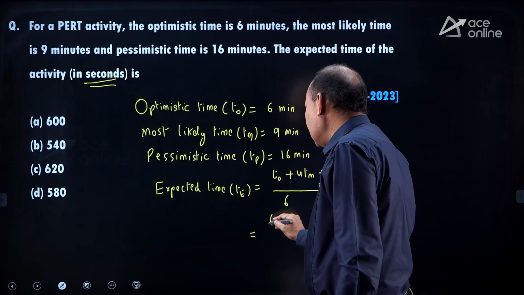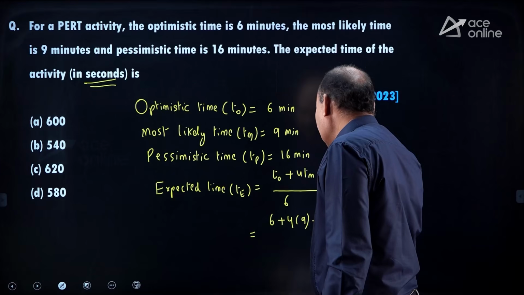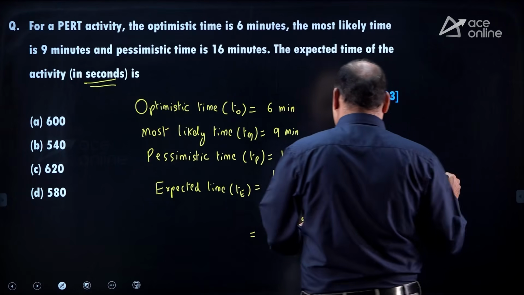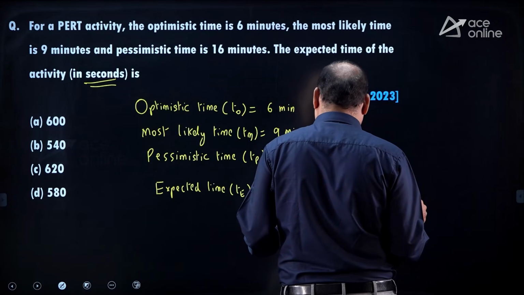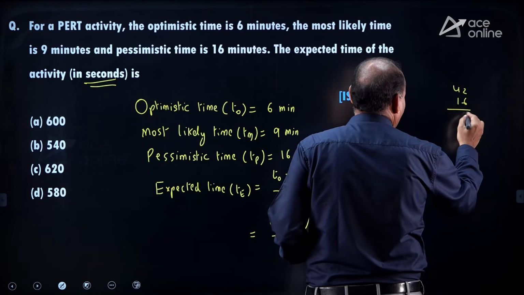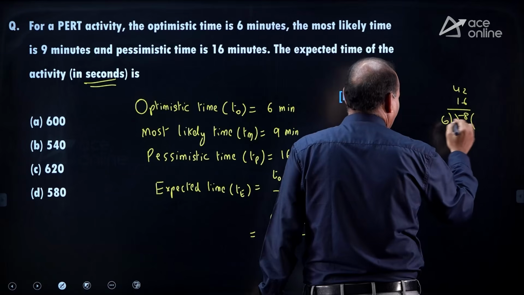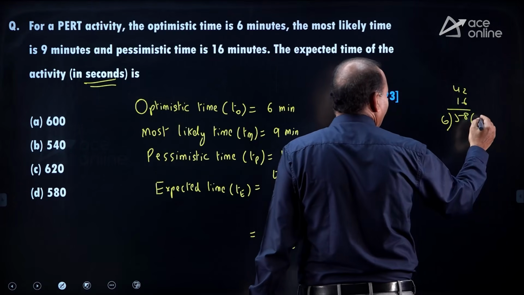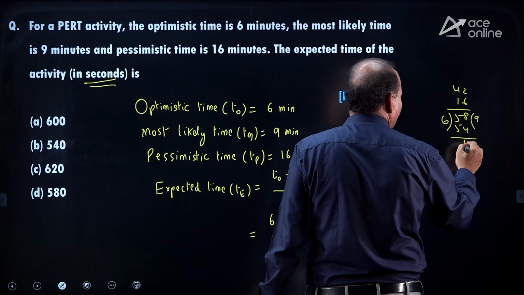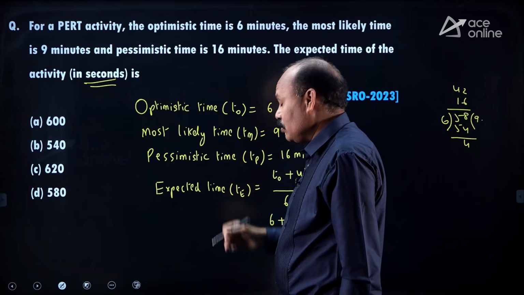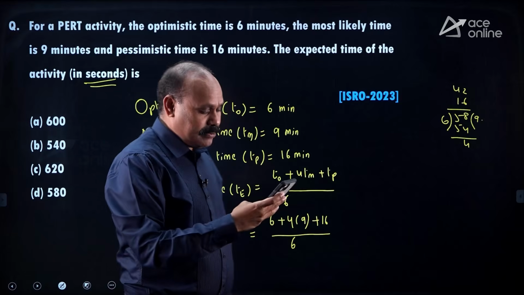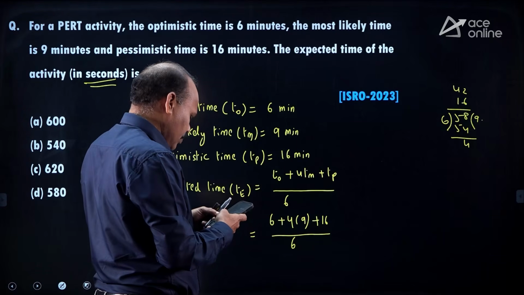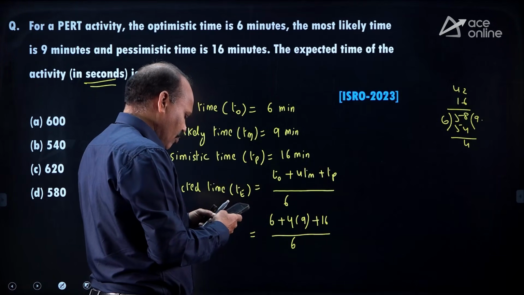Just substitute the values: 6 plus 4 into 9 plus 16, by 6. 4 nines are 36, 36 plus 6 is 42, 42 plus 16 is 58, by 6. 6 nines are 54, so you are getting 9 point something. So 58 by 6.